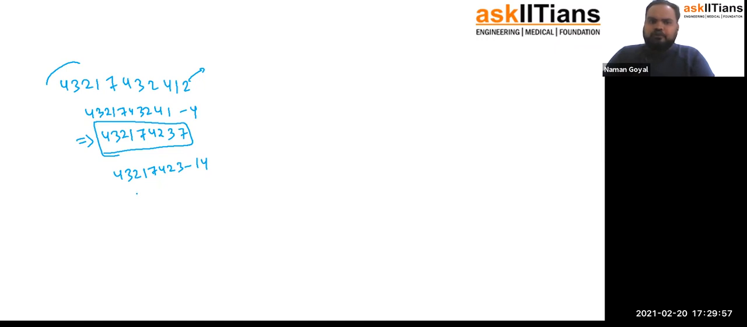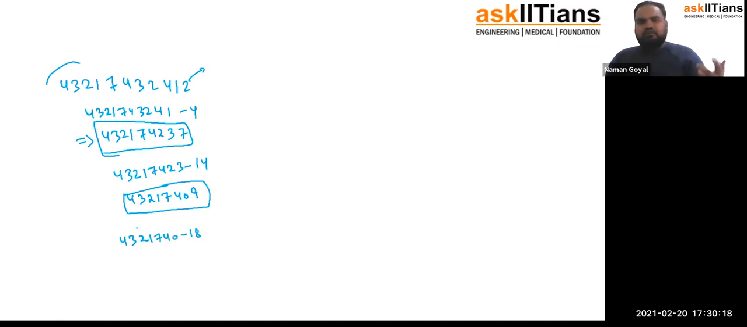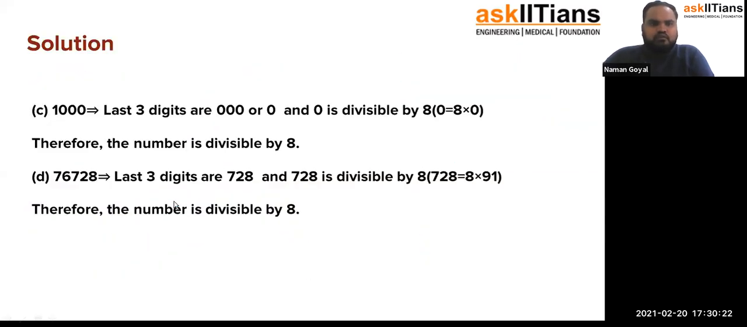Are you getting my point? Okay, let me show you. 4321740, and how much did you get? 69, right? Now if you are not satisfied up to this part, then you can remove the 9. So you will get 4321740 minus 18. You can do it like that. So you can repeat it multiple times, right? Okay. Now the next question we have is what?